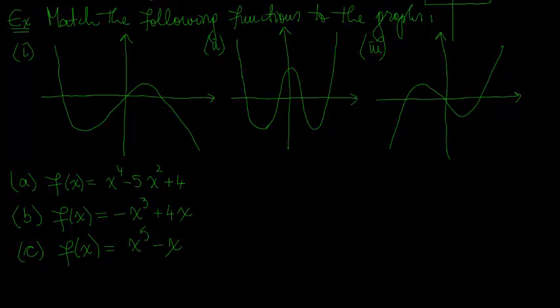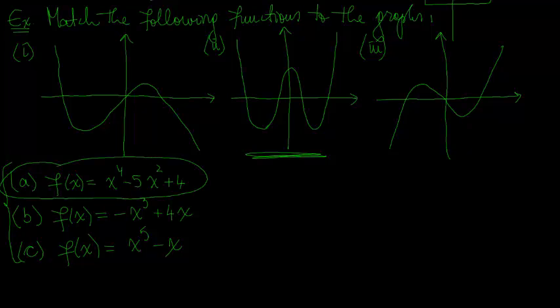So I'm giving you 3 graphs of polynomials, and below I'm giving you their function rules. Right from the beginning, we notice that graph 1 and graph 3 have different end behavior, whereas graph 2 has the same end behavior. So I know that graph 2 must correspond to a polynomial of an even degree. So the only polynomial of an even degree is a, the other two are degree 3 and 5. So I know that 2 corresponds to the first function.